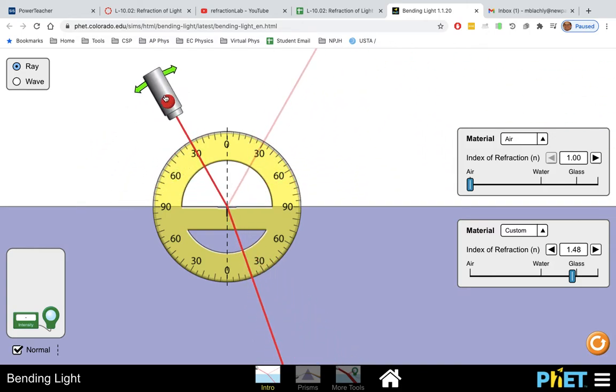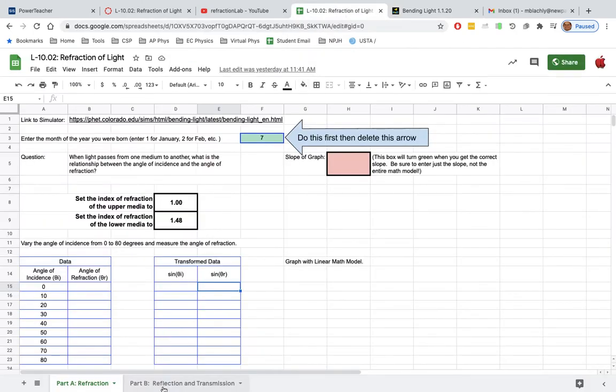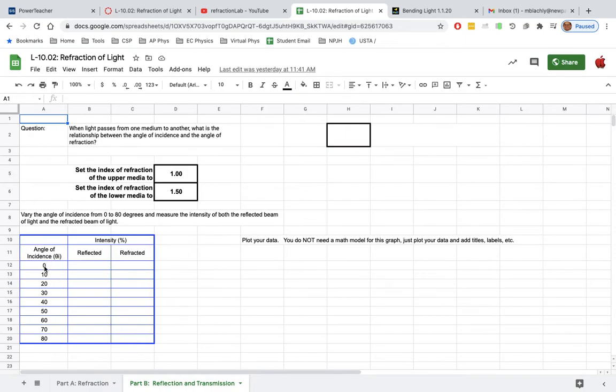The second part of the lab, you're going to investigate the intensity of the light, because you notice here that some of the light is bouncing off the interface here. So you may notice that even when you look out your window, there's a little tiny bit of a glare. Some of the light that hits your window gets bounced back, and so you can see a weak reflection of yourself in your window. And we're going to measure how much of that light is refracted and how much of it is reflected. So in part B of your lab, for each angle of incidence, you're going to measure the intensity of the reflected beam and the refracted beam.